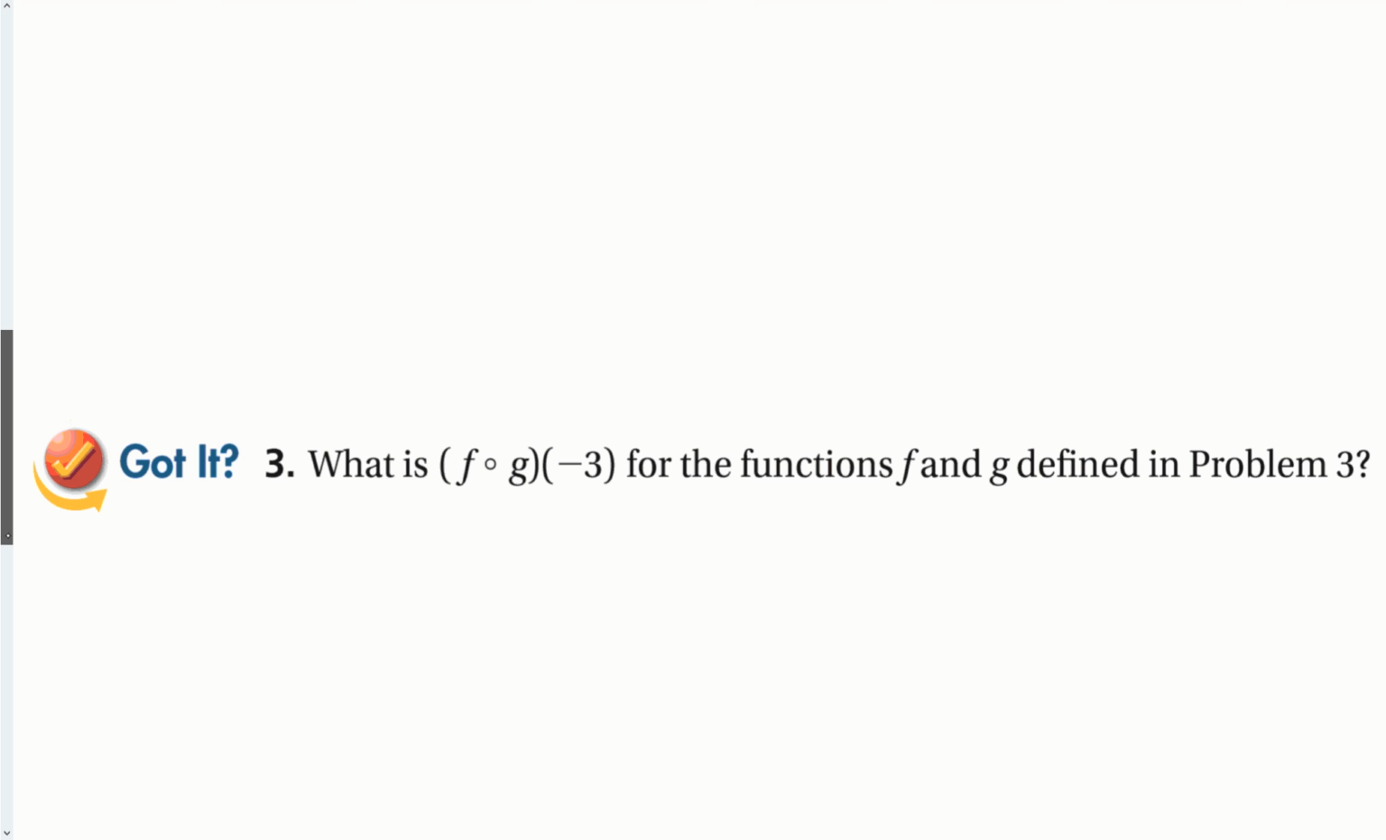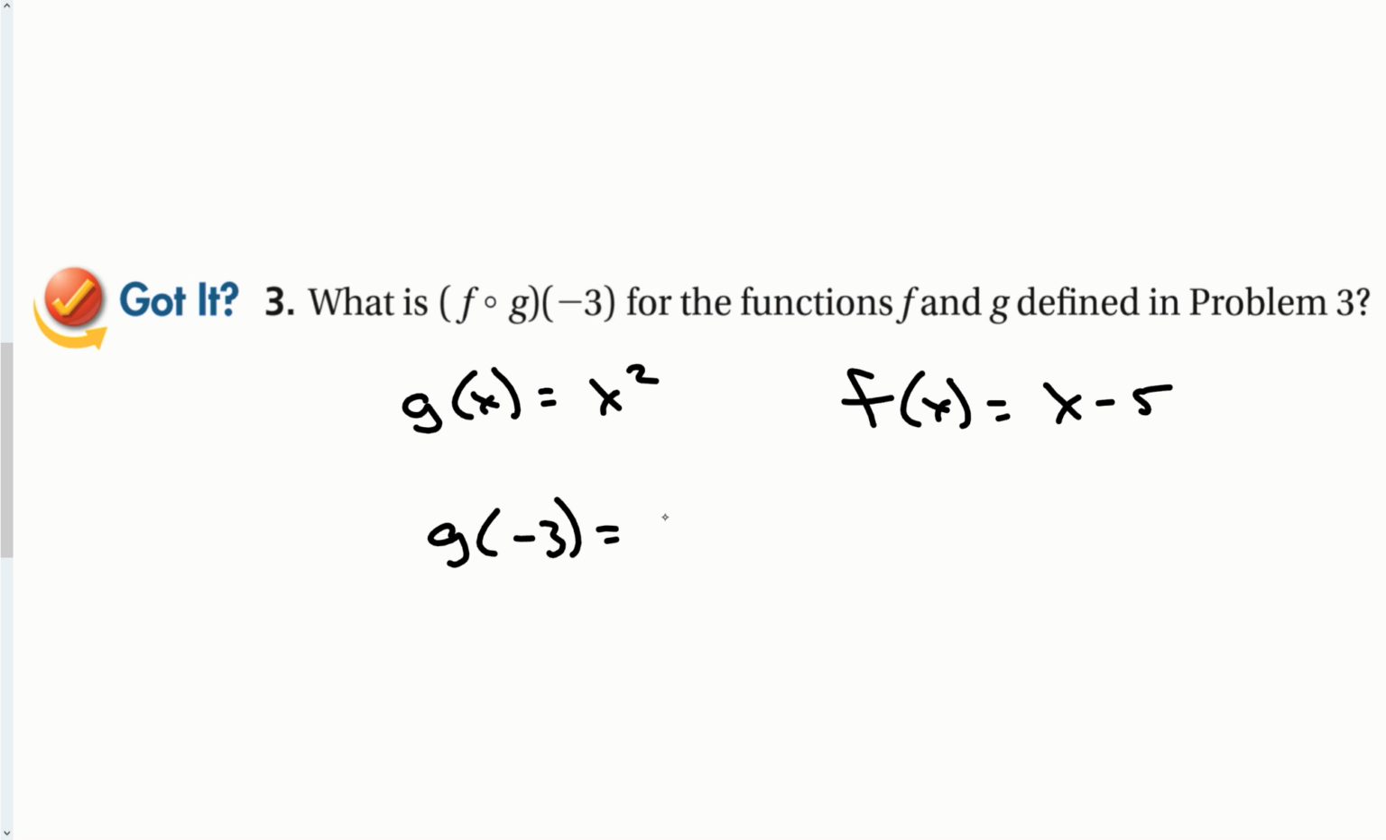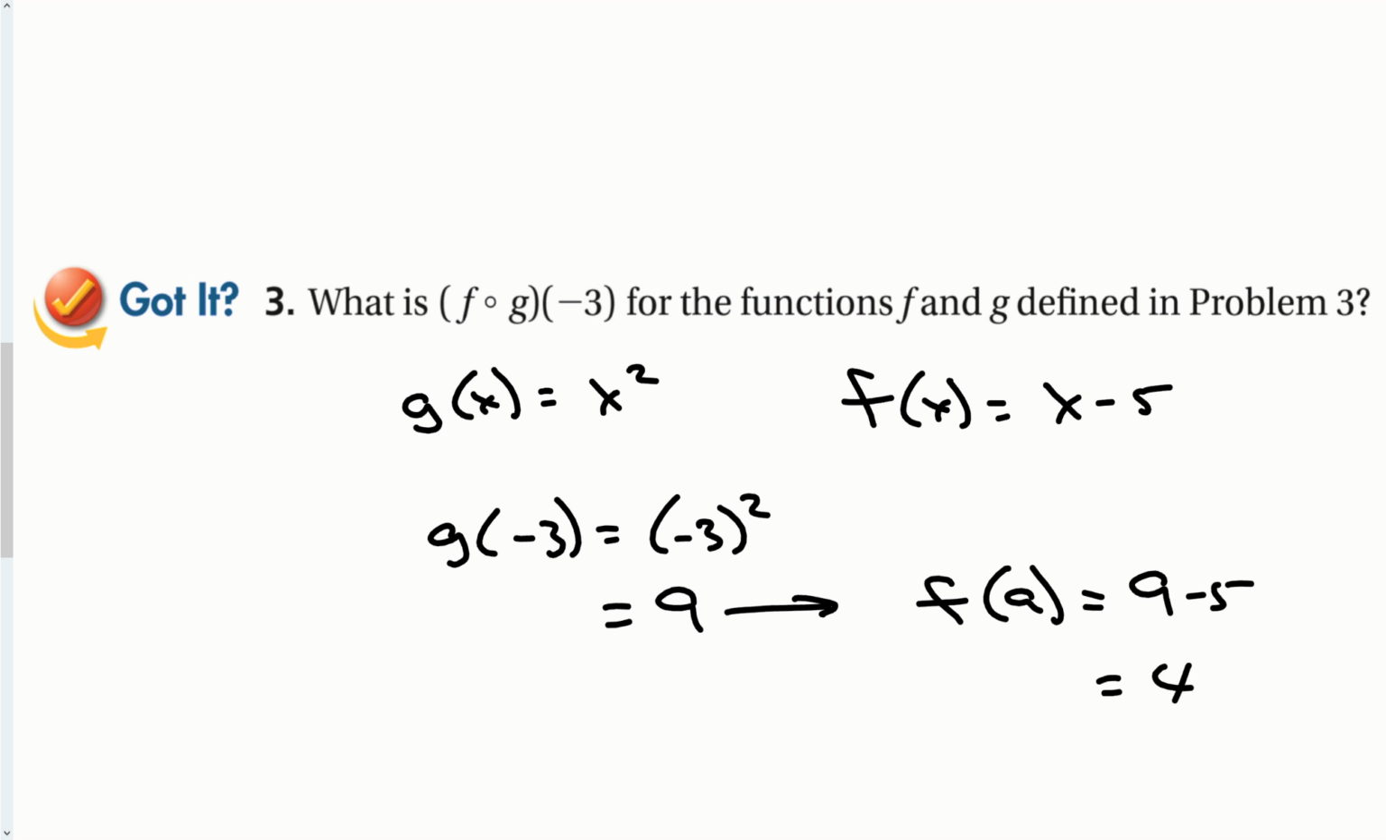And guess what the next problem is going to say? What is f of g of negative 3? So now we're going to go backwards. g of x was equal to x squared, and f of x was equal to x minus 5. So now if I plug negative 3 in g first, g of negative 3 gives me negative 3 squared, which is 9. Now this becomes the input. F of 9 gives me 4. Not the same thing. In one answer we got 64, and the other answer we got 4. So very different. This is composite functions.